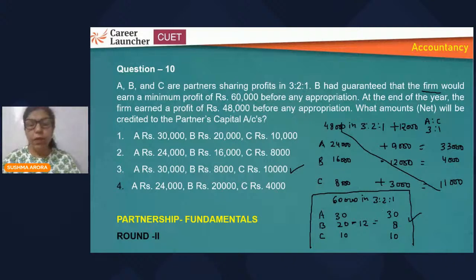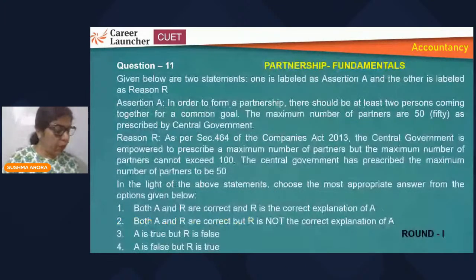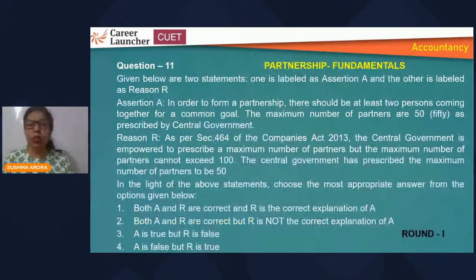Now, next question number 11, assertion reason. Assertion: in order to form a partnership, there should be at least 2 persons coming together, maximum number 50, fixed by the central government. And as per Section 464, Companies Act, the central government is empowered to prescribe the maximum number, but it cannot exceed 100. So here option A is correct. Both are correct.